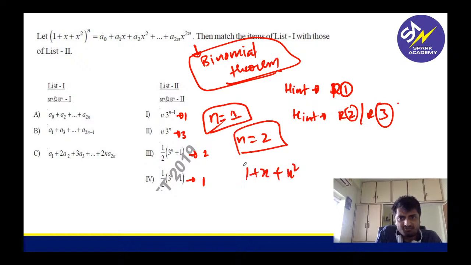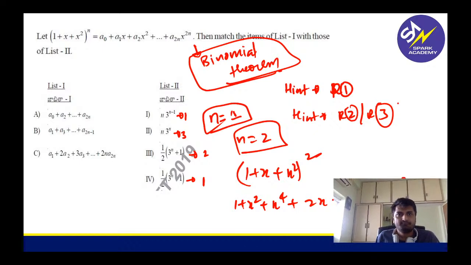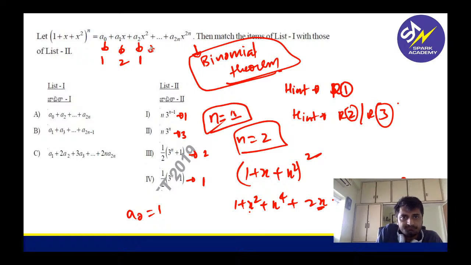What is this? 1 plus x square whole square, right? This is like a plus b plus c whole square. So I can write 1 plus x square plus x power 4 plus 2x square plus 2x cube. Correct? Now tell me, guys, what will be a0? a0 is 1. a1 will be what? That is the x term. That will be 2. a2 will be what, guys? That will again be 1. X cube, a3, 2. a4, 1. Easy, right?